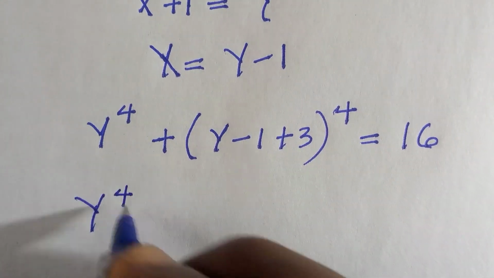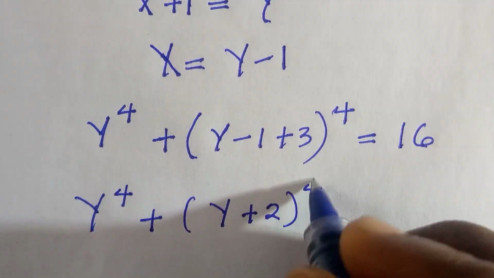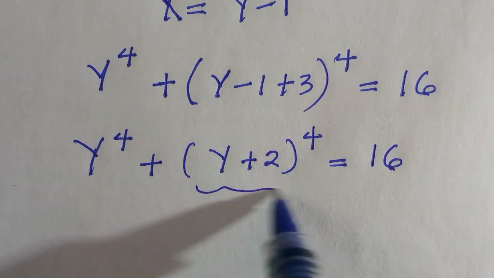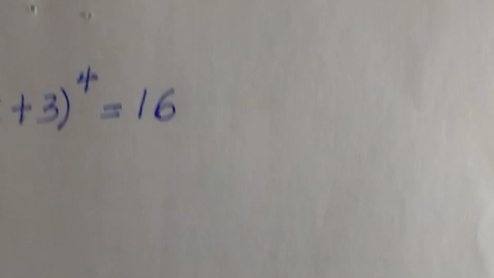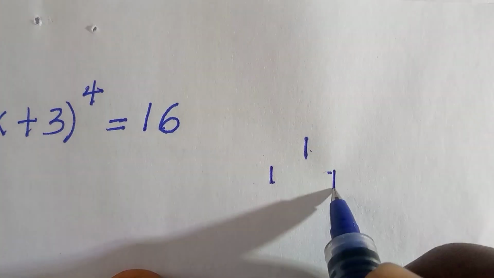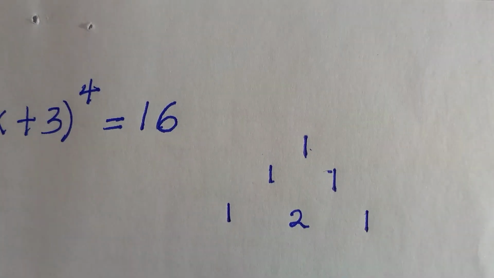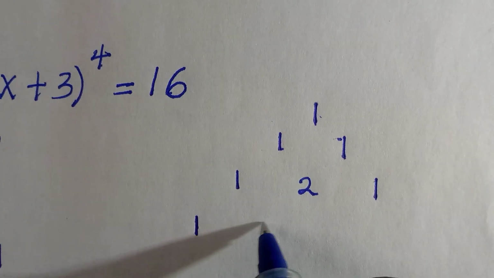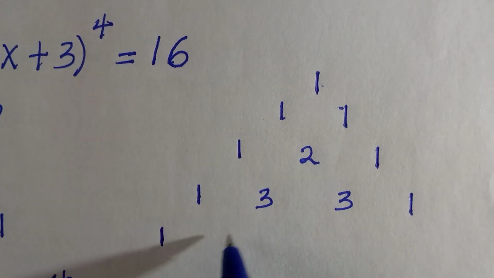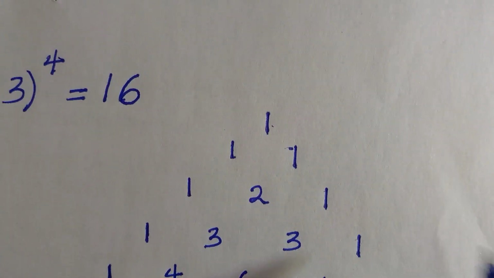So here we have y^4 + (y + 2)^4 = 16. Don't try to expand separately. So let's use this Pascal triangle coefficients. We have 1; then 1, 1; then 1, 2, 1; here we have 1, 3, 3, and 1; then followed by 1, 4, 6, 4, and 1. And that's how the series will continue.